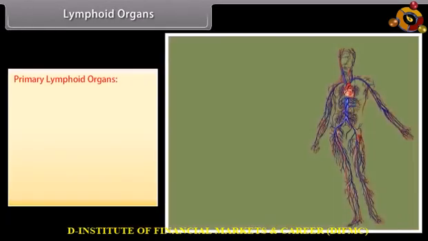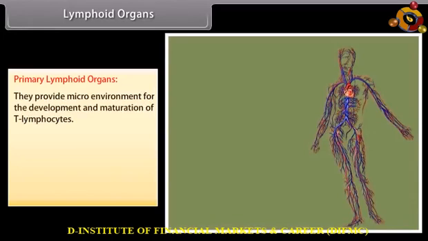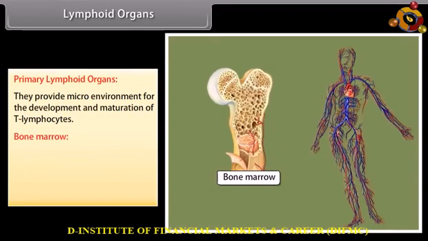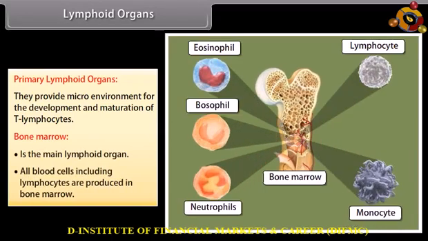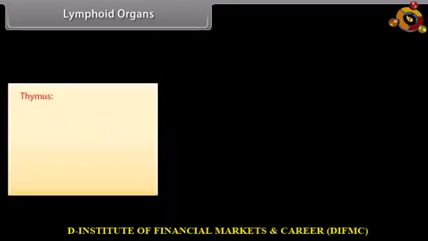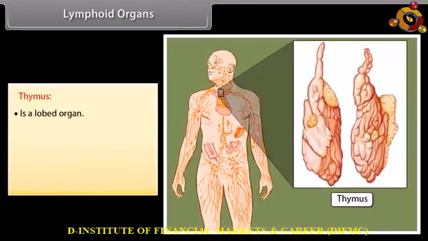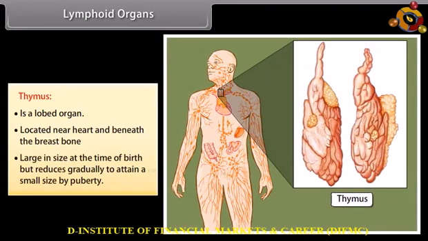Primary lymphoid organs provide microenvironment for the development and maturation of T lymphocytes. Bone marrow is the main lymphoid organ. All blood cells including lymphocytes are produced in bone marrow. Thymus is a lobed organ located near the heart and beneath the breastbone. Large in size at the time of birth, but reduces gradually to attain a small size by puberty.